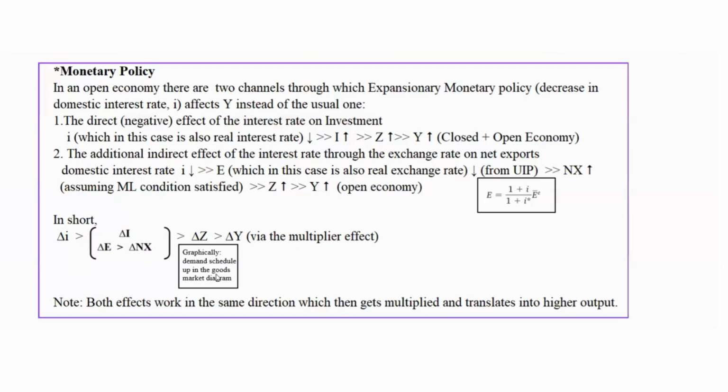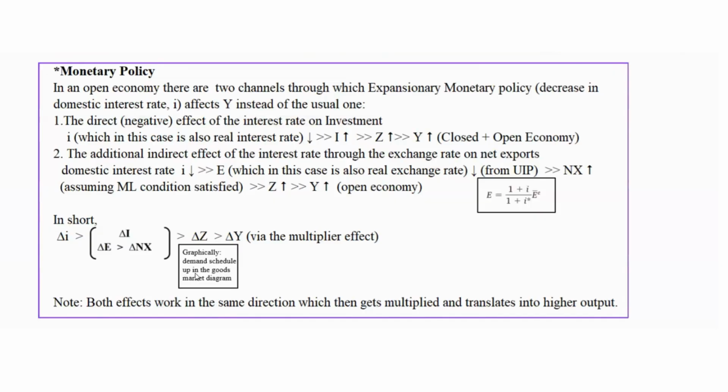And graphically, the demand schedule shifts in the goods market diagram. Obviously, if you're looking at a decrease in I, an increase in investment, an increase in net exports, then the demand schedule will shift up in the goods market diagram. And then that's going to cause output to change via the multiplier effect. So in general, there should be demand schedule shifts in the goods market diagram. It would be a shift up if you're looking at a decrease in I. If you're looking at an increase in I, it should shift downward.